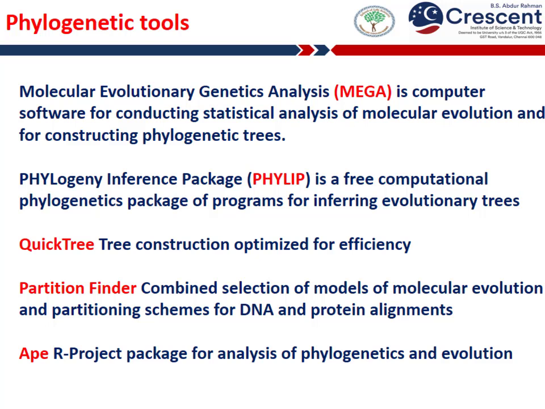Next one is QuickTree, which is also used for construction of phylogenetic trees and is optimized for efficiency. Then the next one is PartitionFinder, which combines the selection of models of molecular evolution and partitioning schemes for DNA and protein alignments. APE is based on R and it's an R project package for analysis of phylogenetics and evolution.